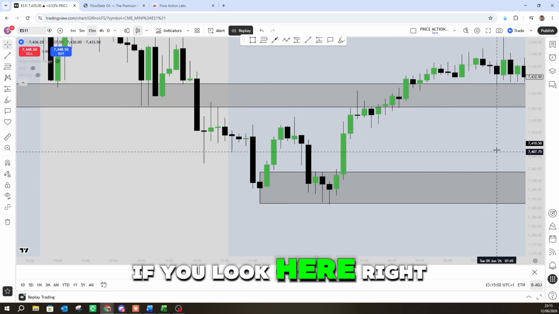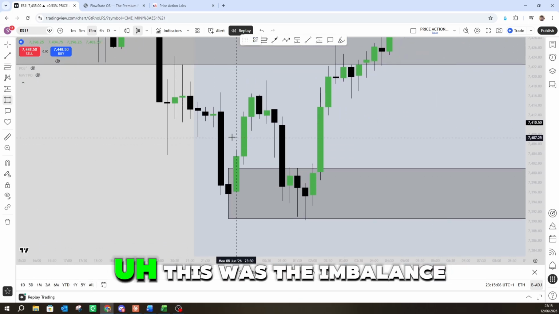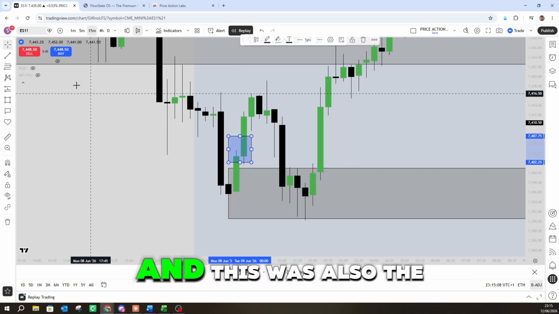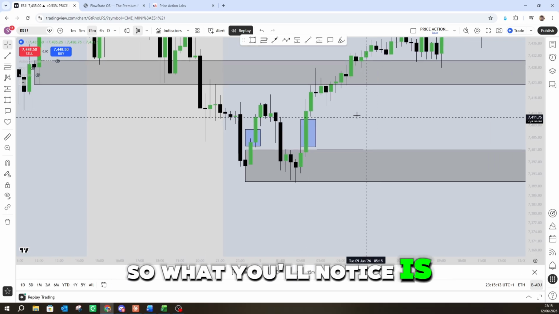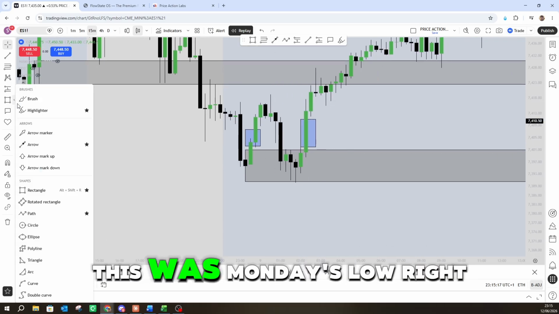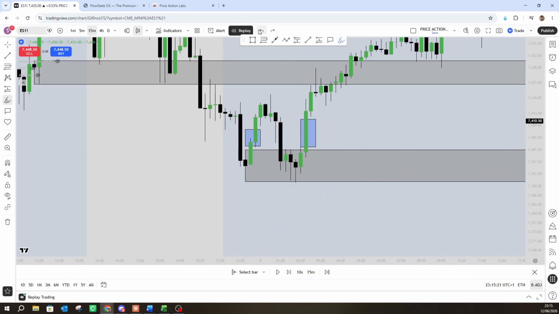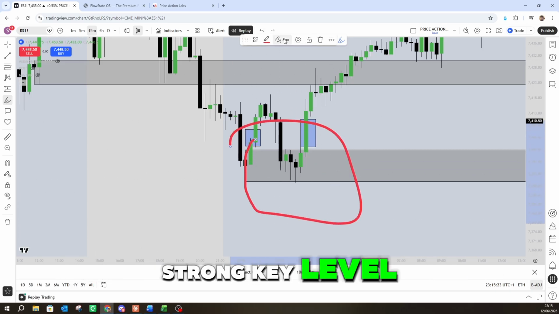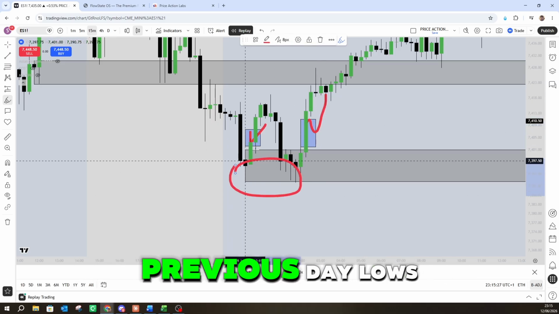If you look here, we actually had a price imbalance. This was the imbalance here, and this was also the imbalance here. What you'll notice is this was the previous day low, or the daily low from Monday. This was Monday's low, and it actually was Tuesday's low as well, right here. So this was a very strong key level. It's, of course, left price imbalances here. We had the previous day lows.